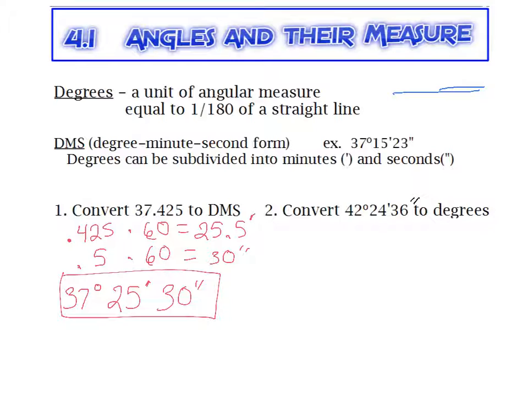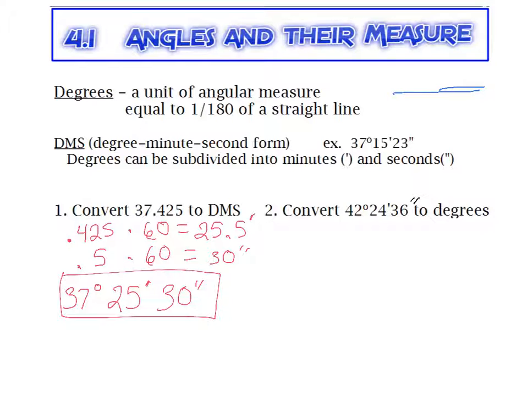But here's the tricky part. This is in seconds, and if I'm trying to go to straight degrees, I have to convert this into degrees. How many seconds are in a degree? Well, how many seconds are in an hour? You'd have to divide it by 60 and divide it by 60 again. That's the same as dividing by 3,600.